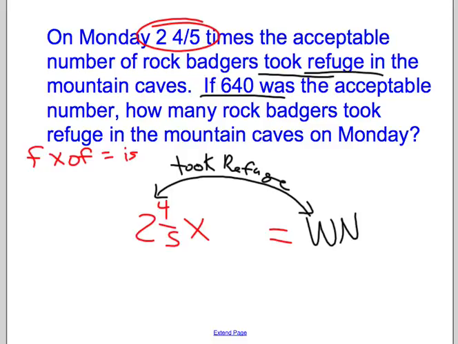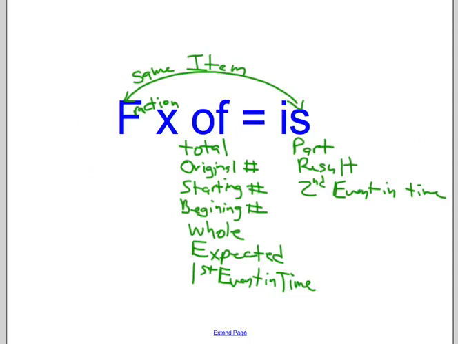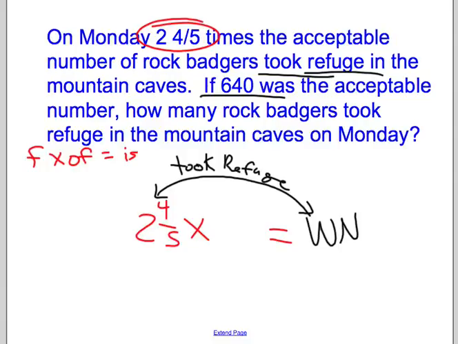So maybe we need to go back real quick and put the idea of acceptable on our list of words. The acceptable number, the expected number, those two things both can go there. So we know then based on that the 640 is our total, or our "of" value.